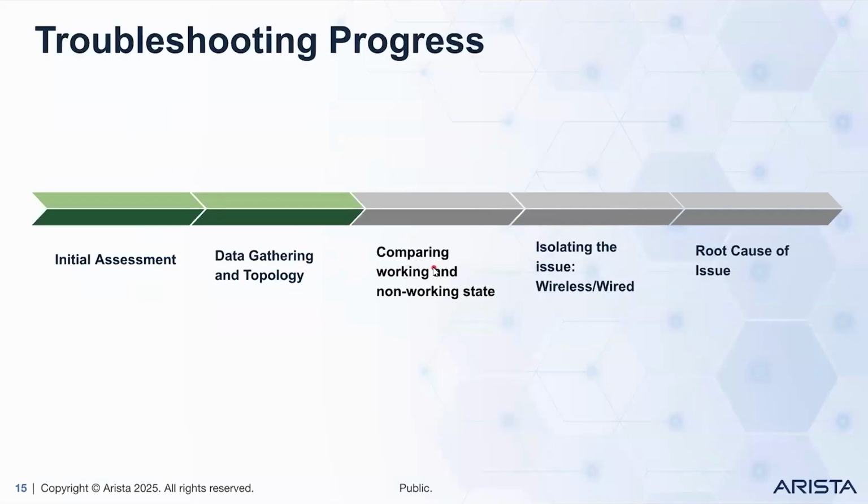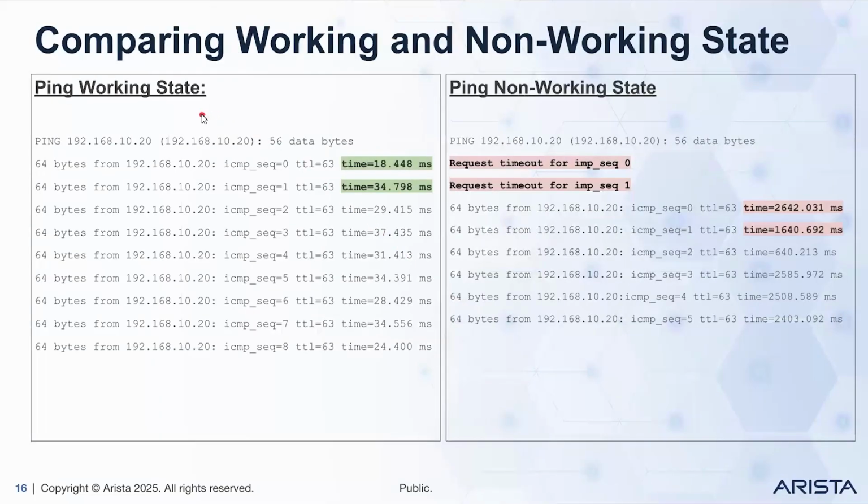So let's move on to the next step, which is comparing the working and the non-working state. For that, we have a ping test that was done during the working state and during the non-working state, which we are going to compare here. Let's start with the working state. We were pinging the IP address of the training repository, which is 192.168.10.20. And during this time, what we observed was that the time taken for the response to be received was in the range of 18 milliseconds to a maximum of 37 milliseconds. And this is well within expected thresholds.